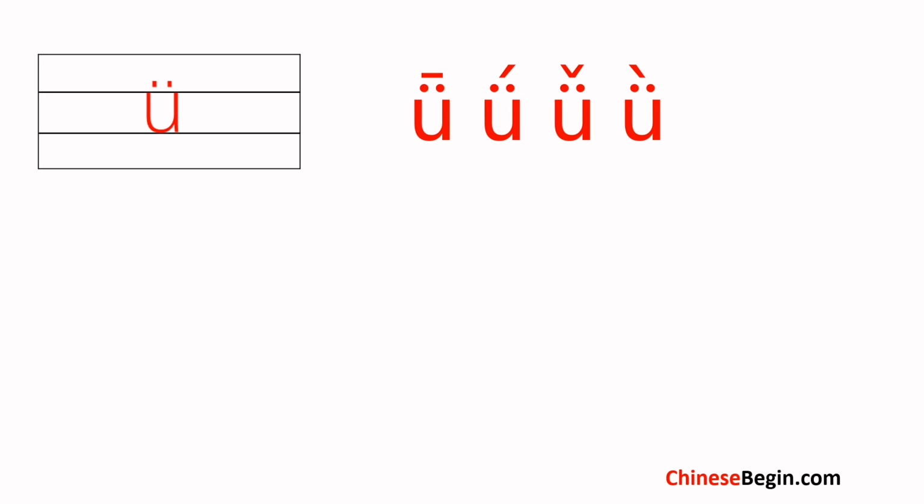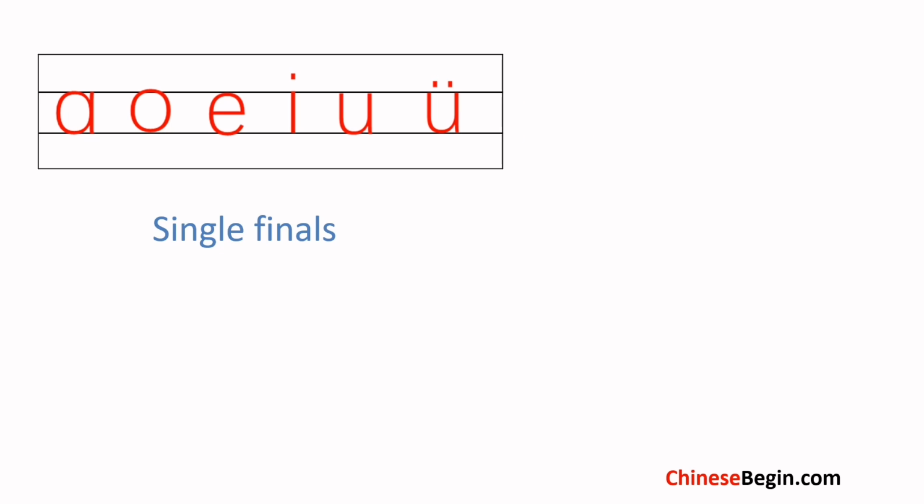Next one, ü. The tongue position is identical to that of e when pronouncing it, and the lips are rounded to a degree similar to u. Okay, please read after me. Ü, ü, ü, ü. A, o, e, u, ü are single finals. Then, let's look at the four compound finals.